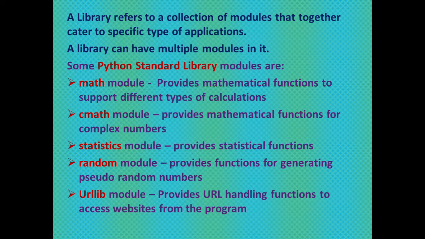The next one is URL lib module. URL is Uniform Resource Locator. It is mainly used for locating websites. So this URL lib module in Python provides URL handling functions to access specific websites from your Python program.